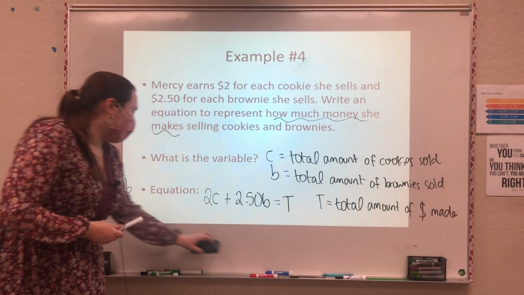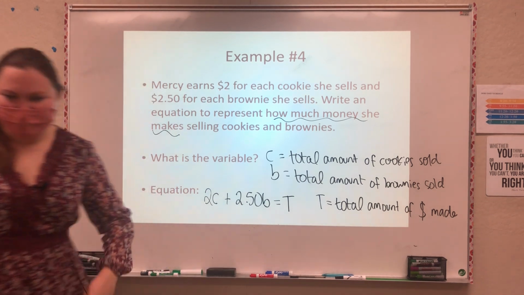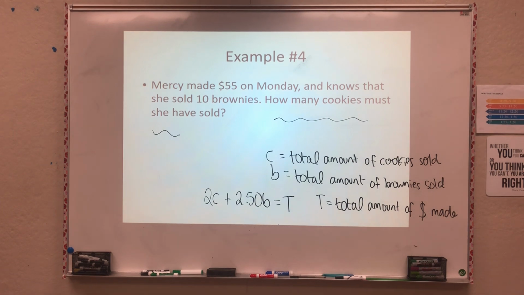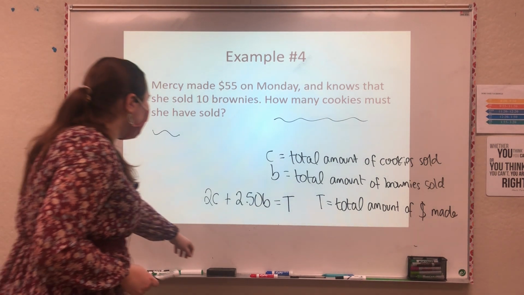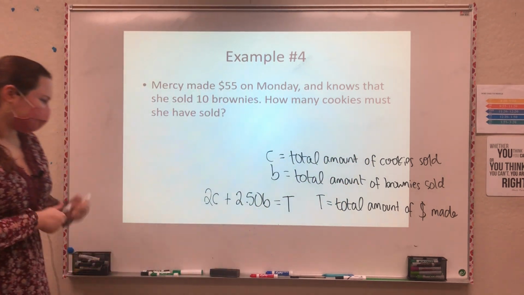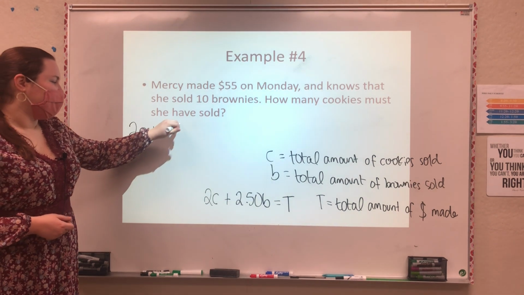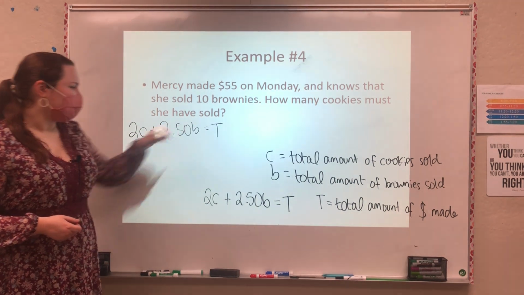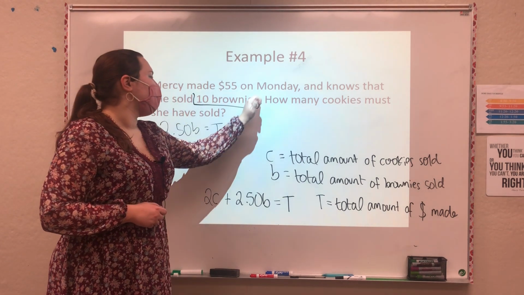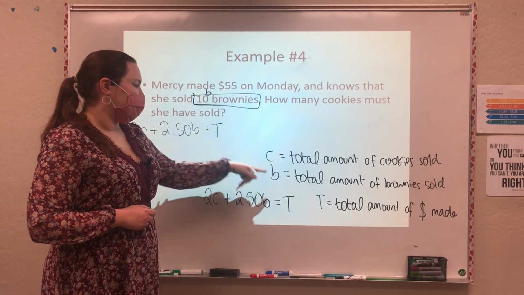Nice. Once we've got our equation here, the last part, your favorite part, says Mercy made $55 on Monday and knows that she sold 10 brownies. How many cookies must she have sold? We've got our handy dandy equation, and they just gave me a bunch more information. What's one thing they just told us? The total amount of brownies she sold. What number is that? 10. So we know 10 is our B.